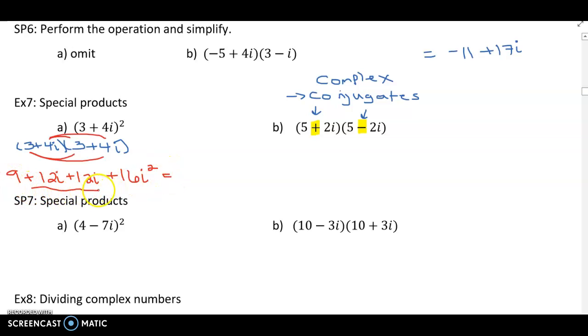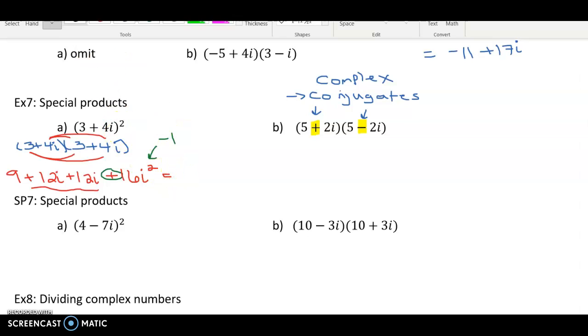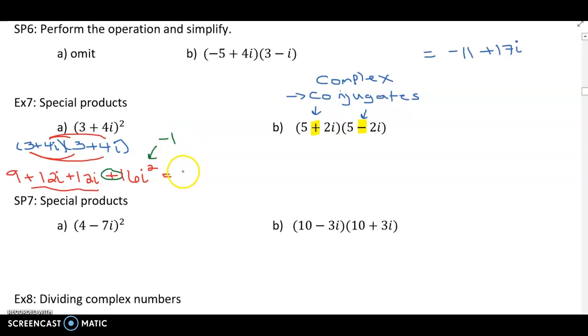The 12i and the 12i can go together. Every time you see i squared, just in your head change it to negative 1. Every time it changes the sign of that coefficient. Let me try that again. It's going to be 9 plus 24i minus 16. And then the 9 and the minus 16 can come together for our final answer.